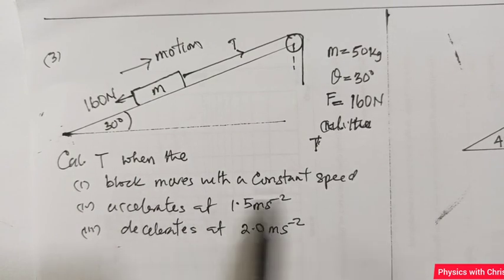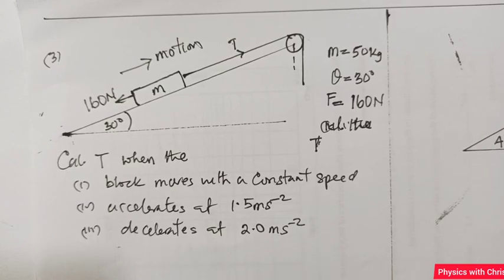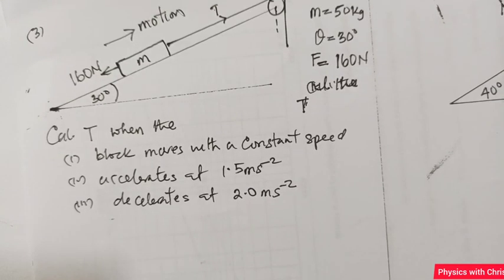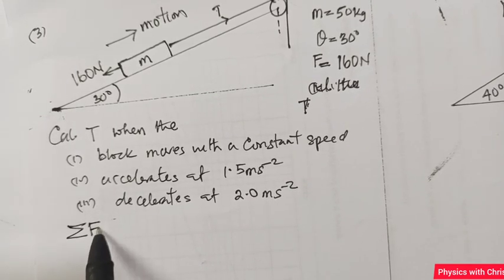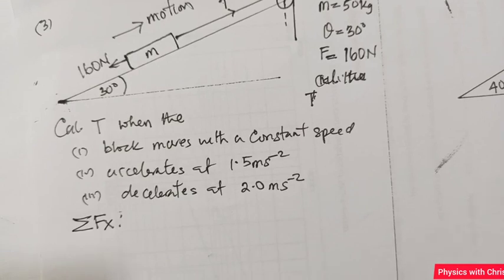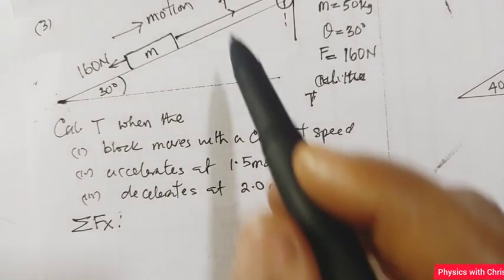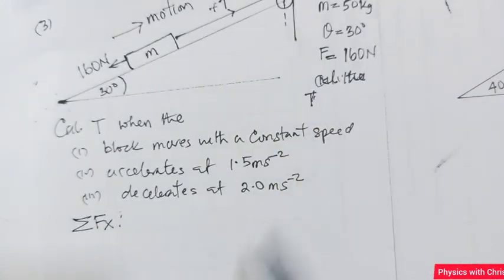Case 1: the block moves at a constant speed, or the block accelerates at the rate of 1.5 meters per second squared, or the block decelerates at 2 meters per second squared. Now let's write an equation for the resultant force acting along the direction of motion, that is along the inclined plane, as the sum of the forces along the x direction. We can give the tension positive because it acts in this direction.